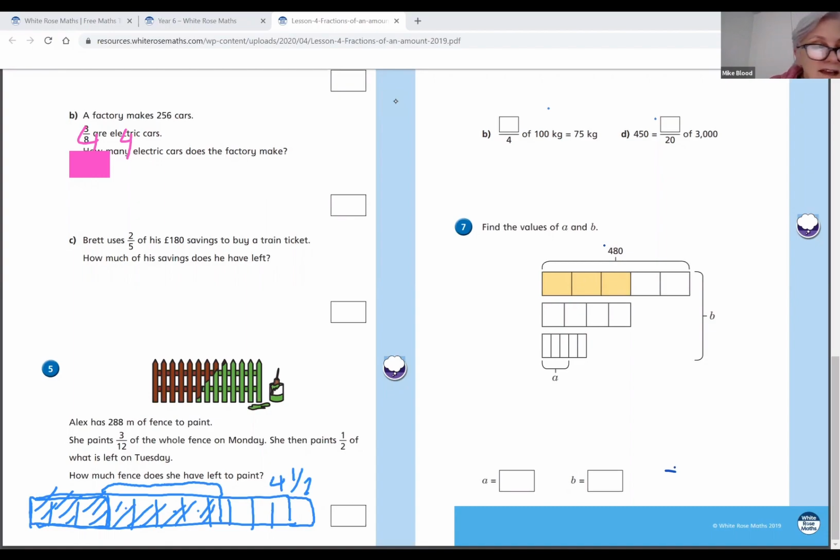So she started with 12 bars. How much was one bar worth in that model? So 288 divided by 12, she had 288, and it was split into 12ths to start with. 12 into 28 goes 2, and she has 4 left. 12 into 48 goes 4. So when we had our original bar, each one of those was worth 24. And then each one of these was worth 24 as well.